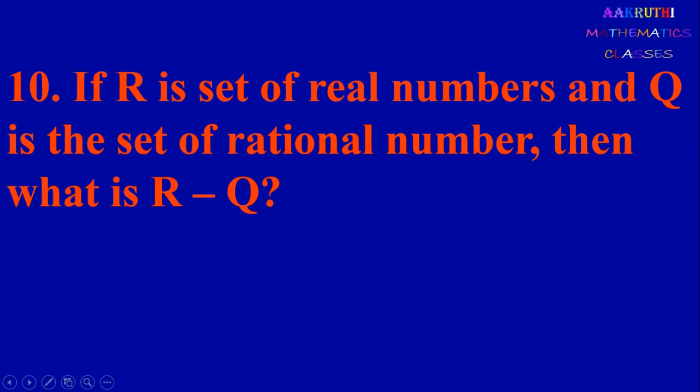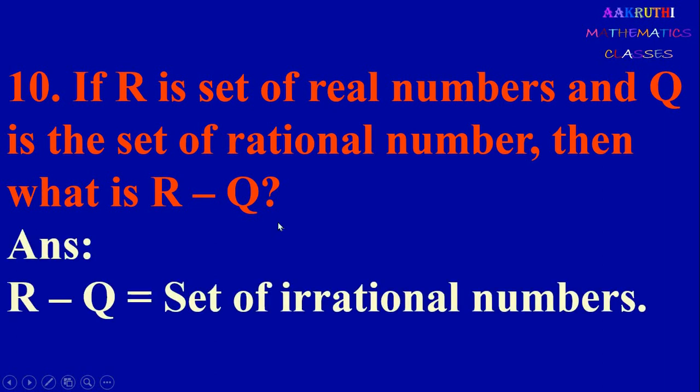Next one, if R is set of real numbers and Q is set of rational numbers, then what is R minus Q? Now from set of real numbers, if we subtract rational numbers, what is remaining? So remaining is irrational numbers. So therefore R minus Q is the set of irrational numbers. From real numbers, if we subtract rational numbers, remaining is only irrational numbers.